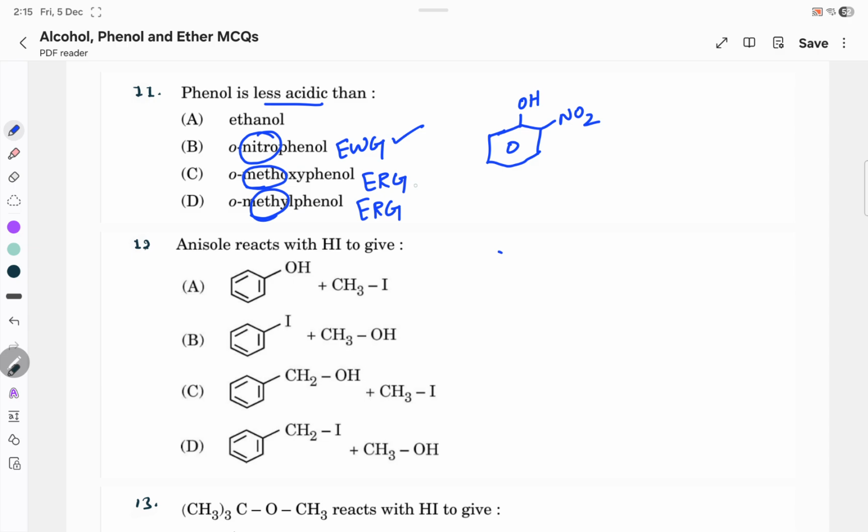So this is an electron releasing group. These two electron releasing groups decrease acidic character. So phenol will be less acidic than orthonitrophenol. Electron withdrawing group increases acidic character. So option B is the correct answer.